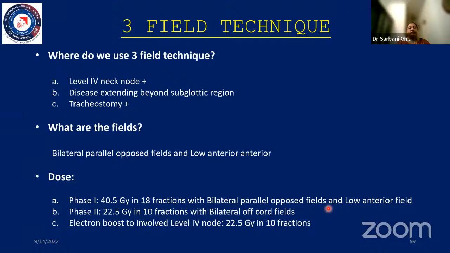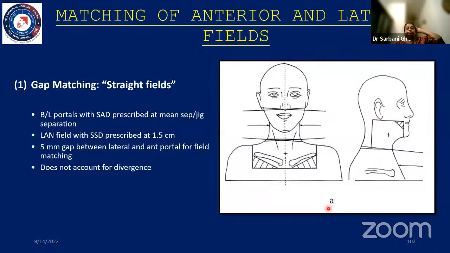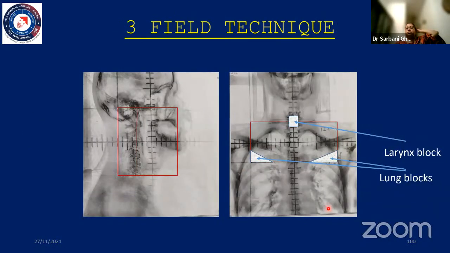Now, the 3-field technique, where do we use the 3-field technique? We use it when there is level 4 lymphadenopathy, the disease extent beyond the subglottic region, or a tracheostomy is present. What are the fields? We usually use bilateral parallel opposed and a low neck field. The dose that we give is typically 46 gray or a 40 gray equivalent bilateral off-cord. Then you would come down to 50 gray to the low anterior neck. If there is gross disease, you would boost that area. So this is the typical portal arrangement. Larynx block is used and lung blocks.